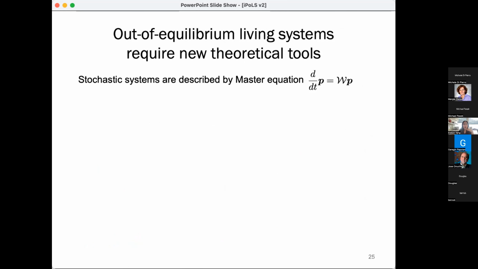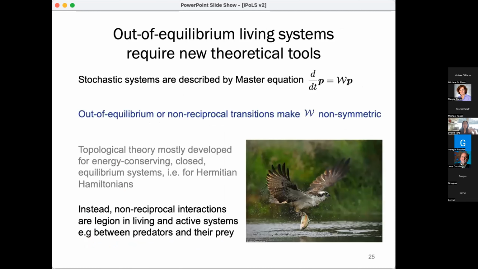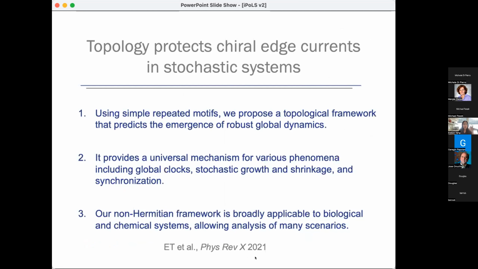I'm just going to step out and say that here we are looking at non-equilibrium systems, because here W is non-symmetric. And so now we get lots of new and exciting properties. This is the summary of what I was telling you about. Here we have a topological framework that can describe different kinds of behaviors: clocks, growth and shrinkage, and synchronization. And this is a broad framework that can describe many different scenarios.